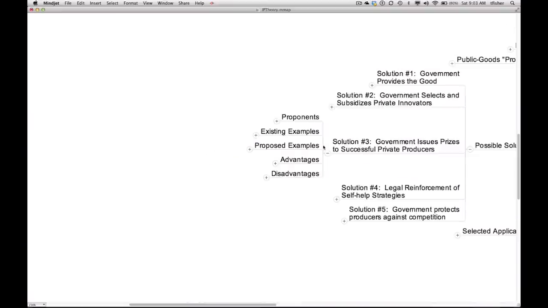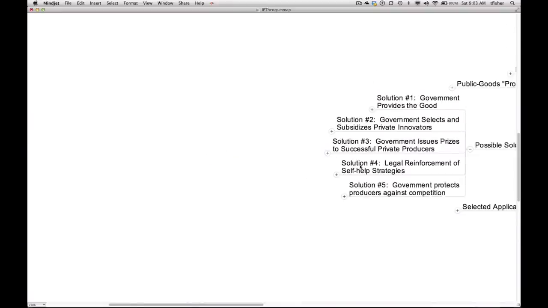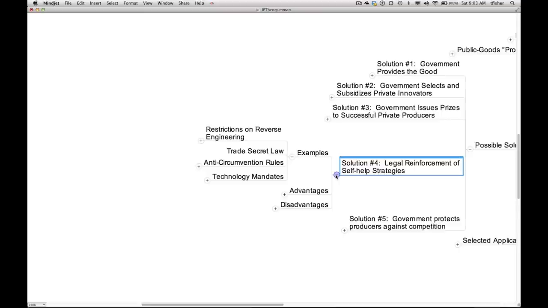Solution number four consists of legal reinforcement of self-help strategies. A few minutes ago, I mentioned that in some contexts, secrecy or encryption can substitute for governmental funding in supporting innovation, specifically by providing innovators protection against competition and thus helping overcome the public goods problem. Secrecy and encryption are not perfect, however. They're threatened by economic espionage, by faithless employees, and by encryption circumvention.